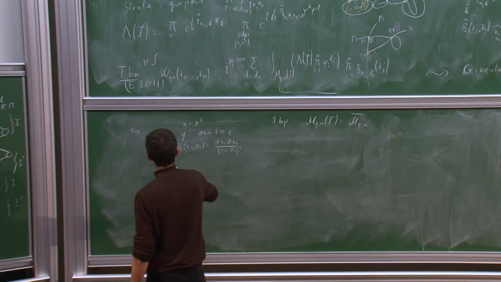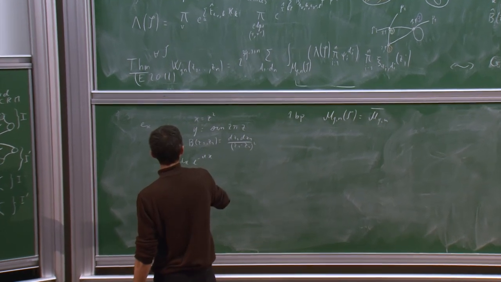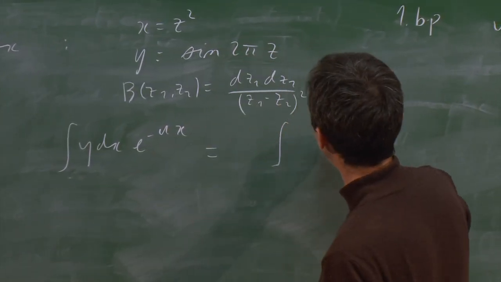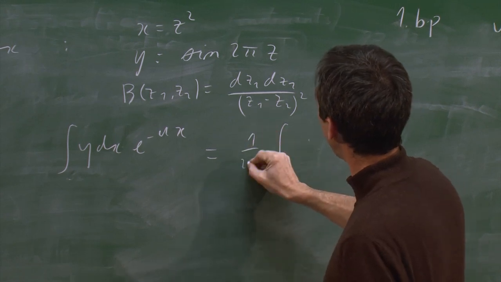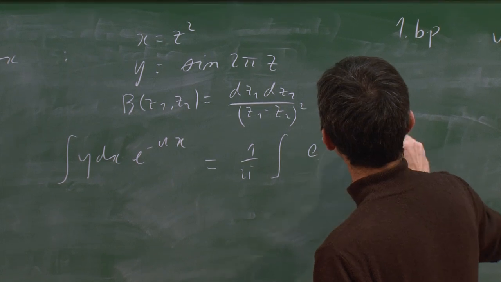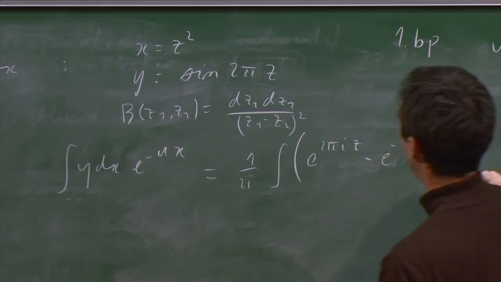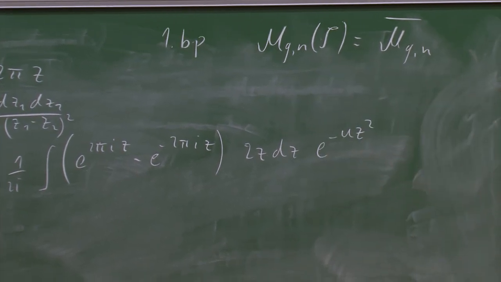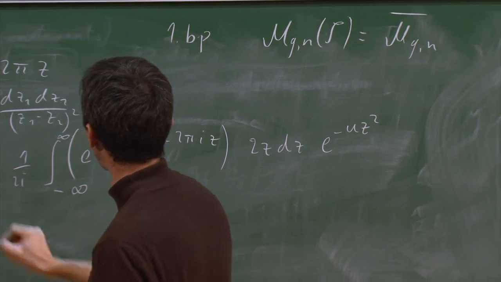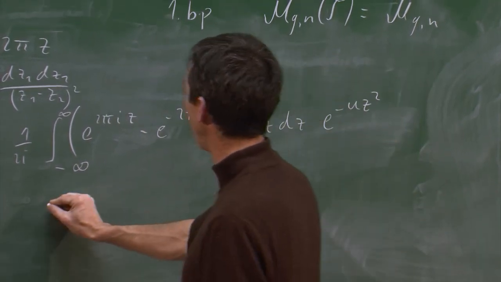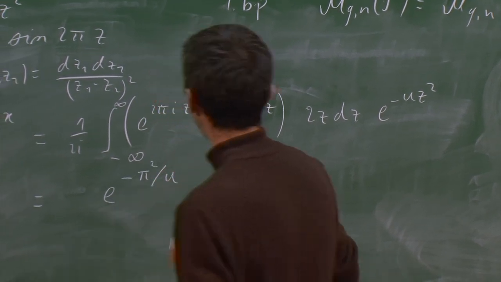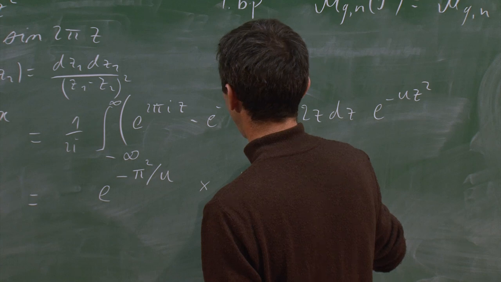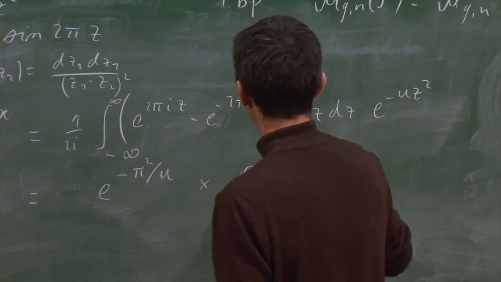So if you compute the integral of y dx into a minus ux, this is just the integral of sine 2 pi z, so let's write it 1 over 2i, e to the 2 pi i z minus e to the minus 2 pi i z, 2z dz into the minus uz square. We go from minus infinity to infinity. This is a Gaussian integral. I let you compute it. And it's very easy to see that you get e to the minus pi square over u, times some u to the 3/2, sorry, square root of pi over u to the 3/2 or something like that.